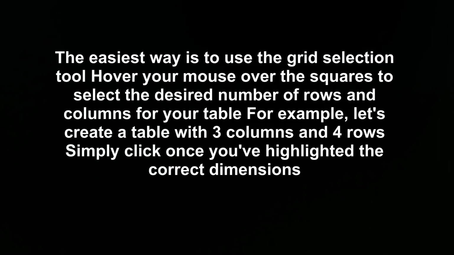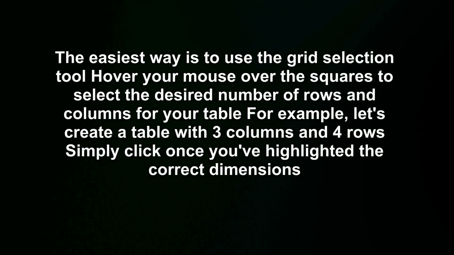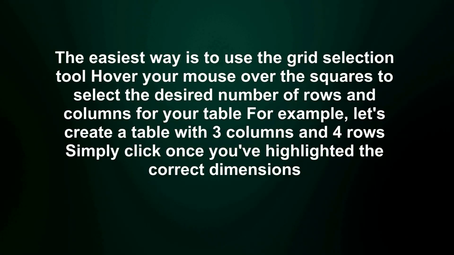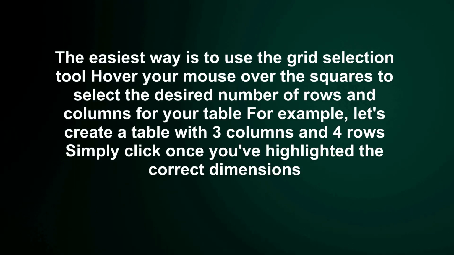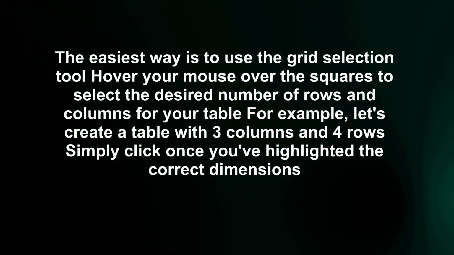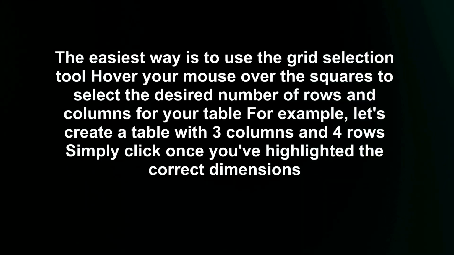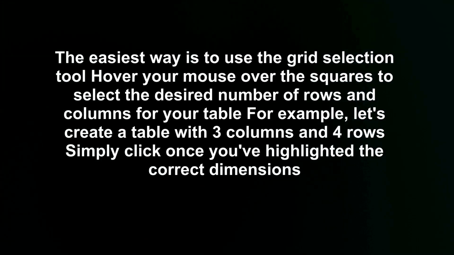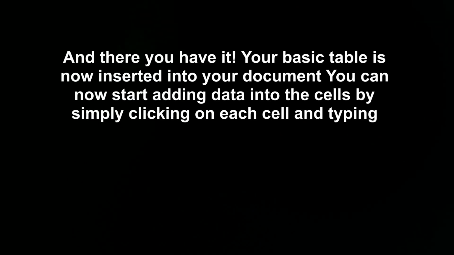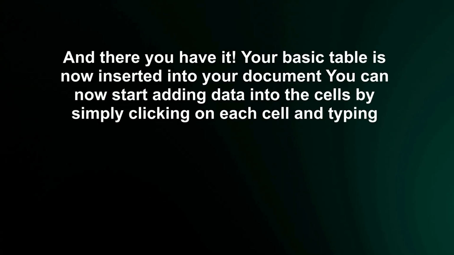The easiest way is to use the grid selection tool. Hover your mouse over the squares to select the desired number of rows and columns for your table. For example, let's create a table with 3 columns, and for rows, simply click once you've highlighted the correct dimensions. And there you have it. Your basic table is now inserted into your document.